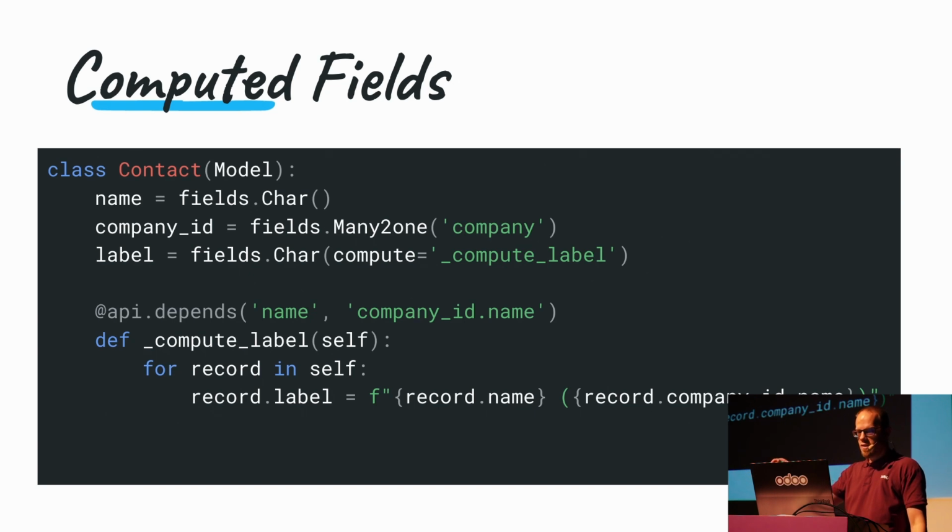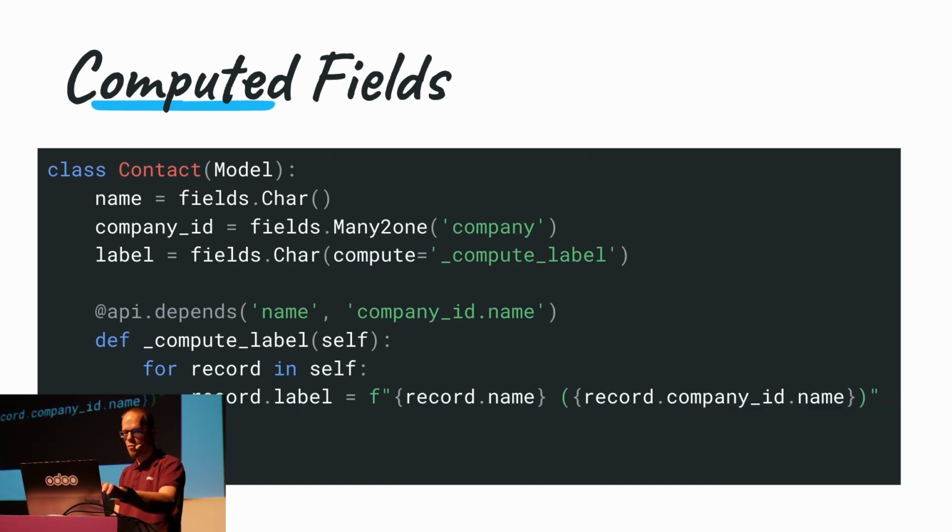And then, let's say you want to show a label corresponding to that contact, and the label is essentially computed from the contact's name and its company's name. That's what you see in the compute method below. So you've got a self, which is a set of records on which you have to compute the field's value, the value of the field label. And for each record, the label is essentially the record.name composed with the name of the company of the record.